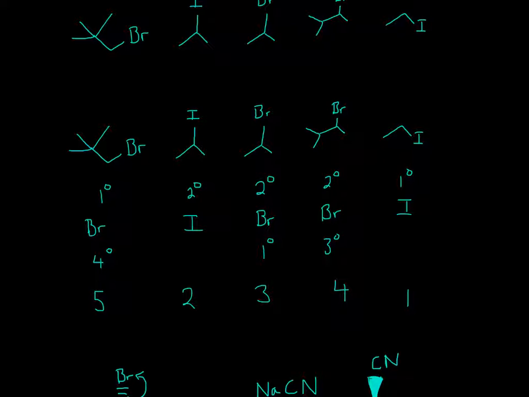So now, since we have the exceptions out of the way, we can just look at the numbers. So we said that primary is preferred over secondary. So we only have one primary, and the leaving group's really good, so that will be number 1. Next thing is all of these are secondary. So what did we decide on? Well, we decided on the leaving group. The next choice is leaving group. Iodine is a better leaving group than bromine, so this will be 2.